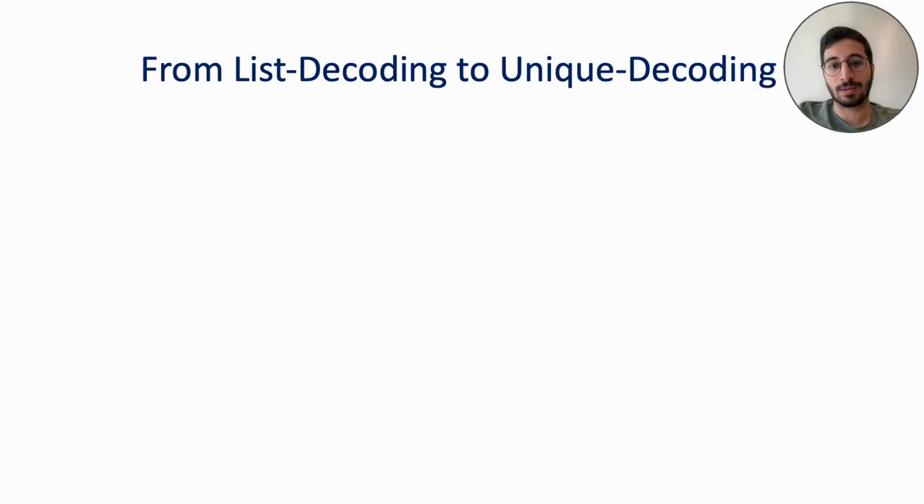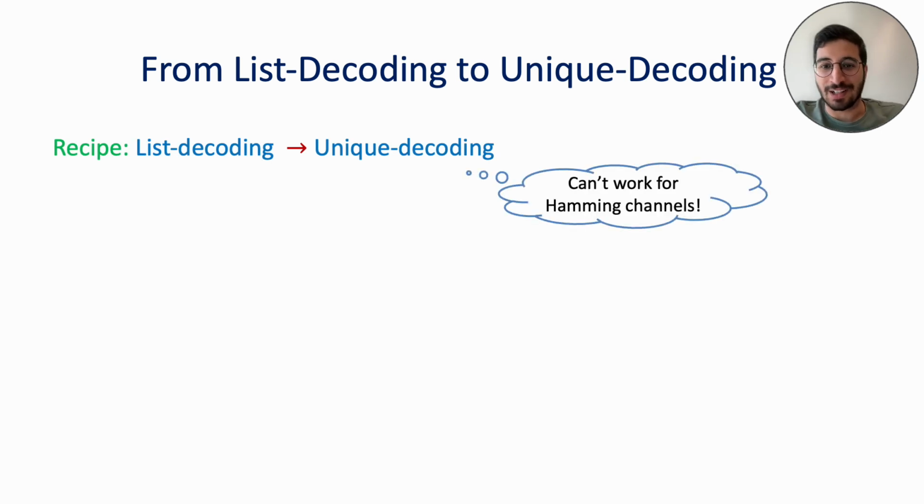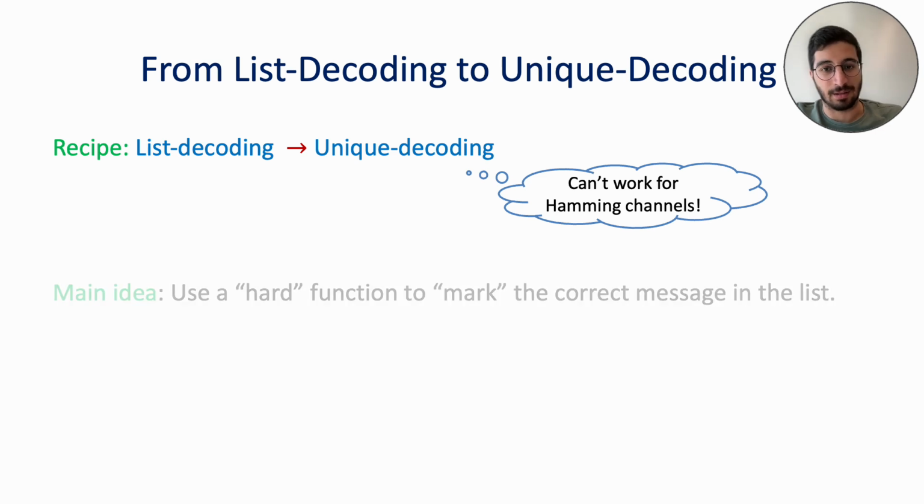Okay. So the strategy for how we get unique decoding is that we start with list decoding and then trim the list to get unique decoding. Now, though this is, of course, a natural approach and a straightforward one, let me point out that this can never work for Hamming channels. So something here happens that is not possible in the standard setup.